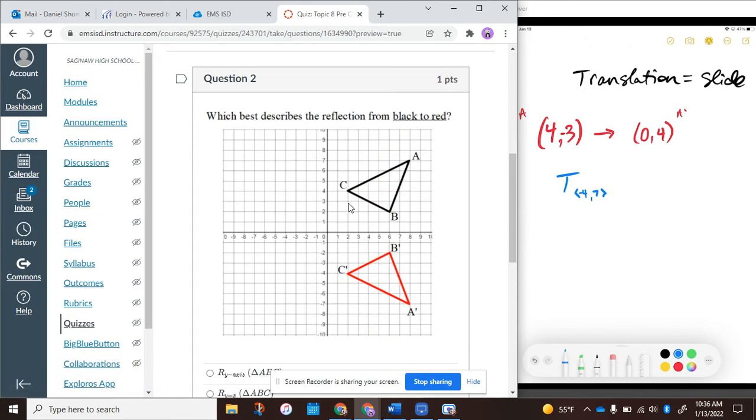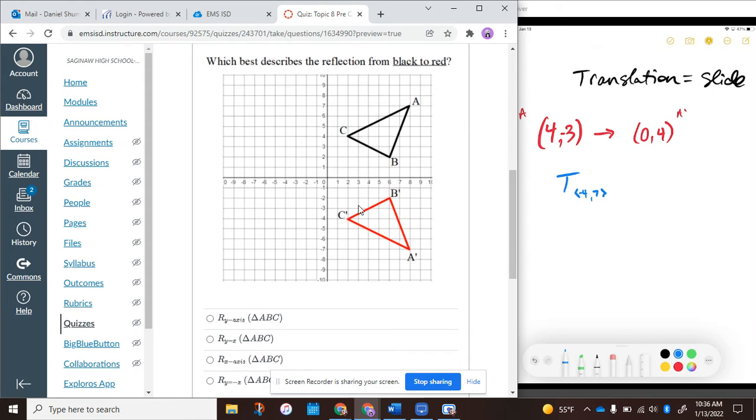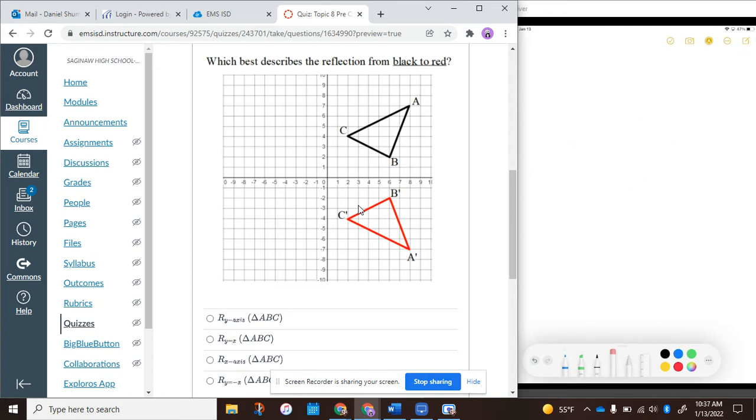Question number 2. Let's see. Which best describes the reflection from black to red? So this time it's the same setup. We've still got the black shape as our original, the red one as our transformed, but this time it's asking about a reflection. On this particular problem, it's kind of easy to tell that we took this triangle and we flipped it down to right here. Okay, we flipped it straight down over the x-axis. That's what my immediate guess would be if I didn't know anything about the coordinates.